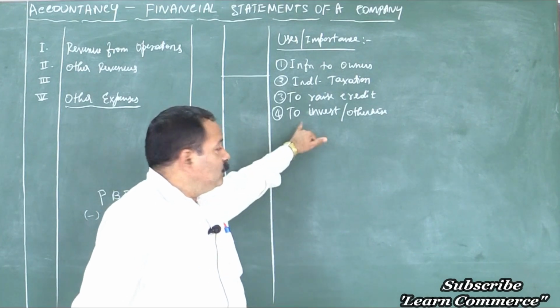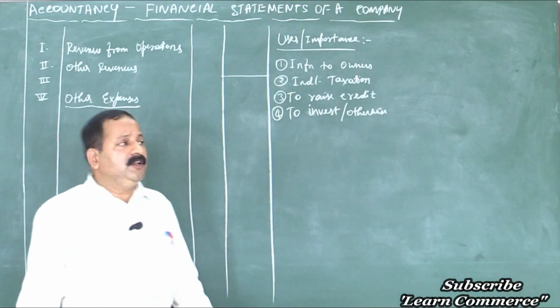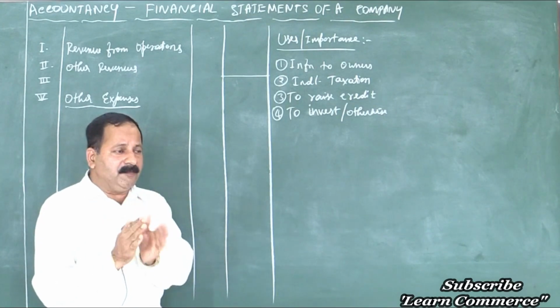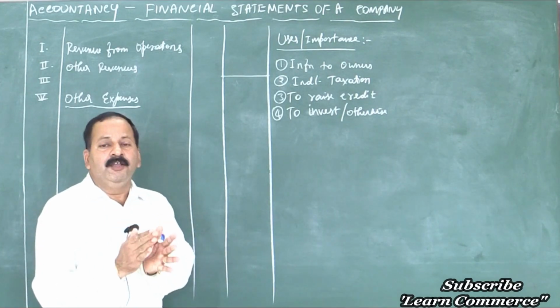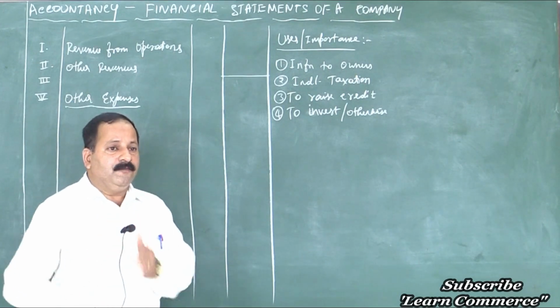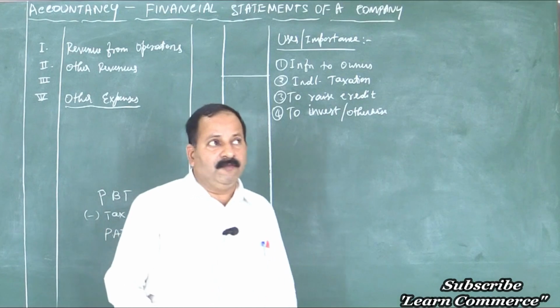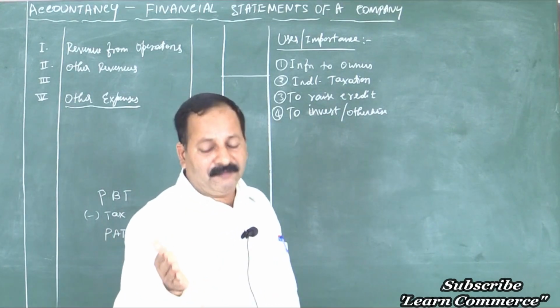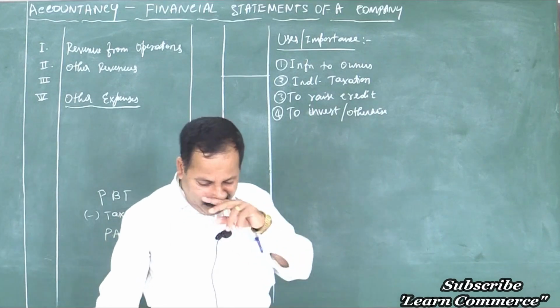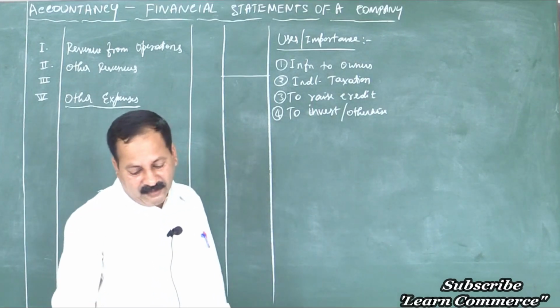So for that reason, the investors always see the financial statements, and on the basis of the profit earned or loss incurred, the investor will decide whether to invest in that company or not, whether to buy the shares of that company or not. So that is another use or importance of financial statements.